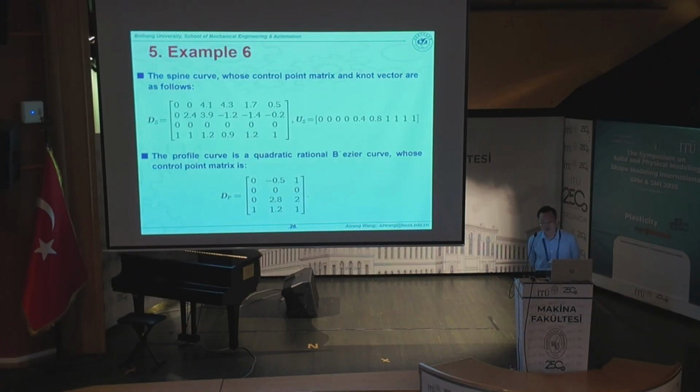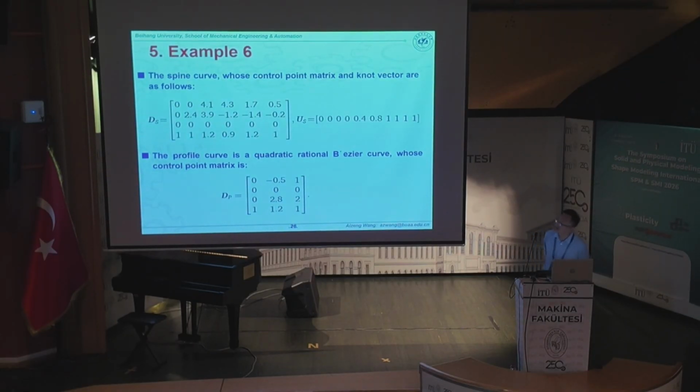As shown on the previous slide, the span curve is a cubic NURBS curve whose control point matrix and knot vector are ds and us. The profile curve is a quadratic subdivision curve whose control point matrix is dp.